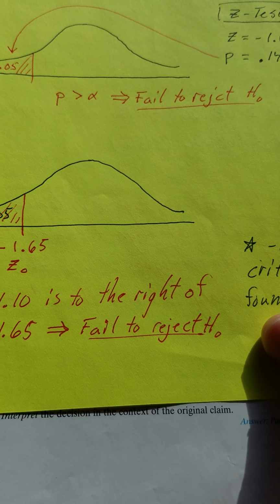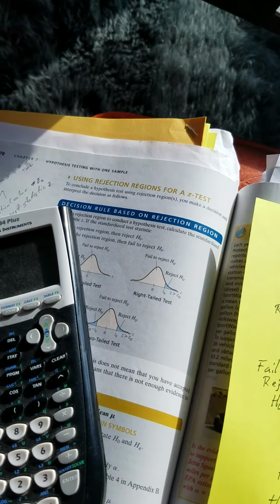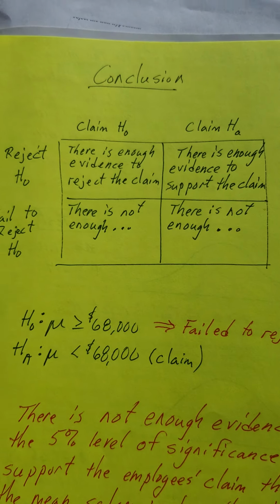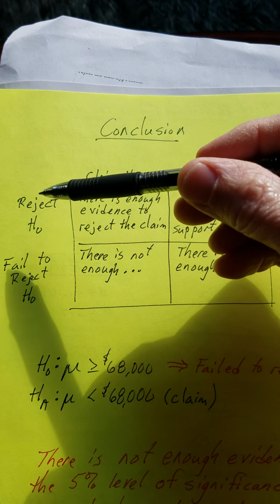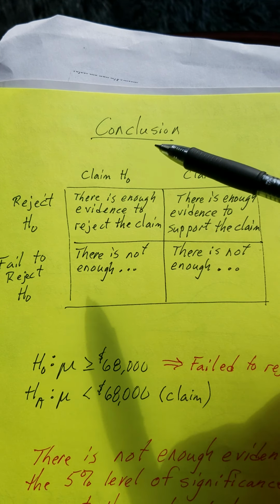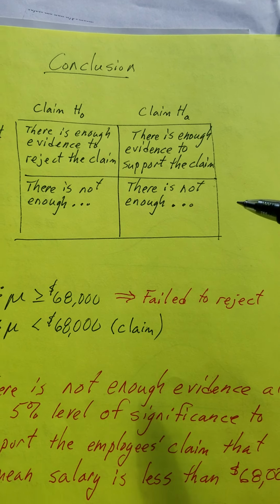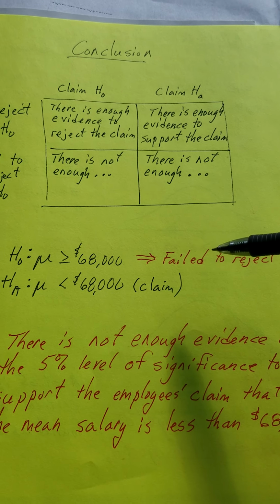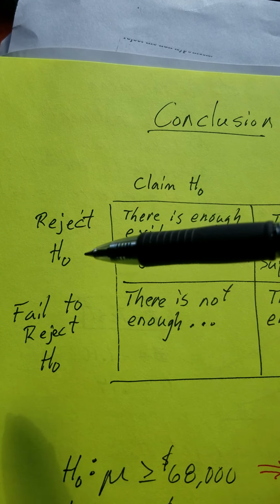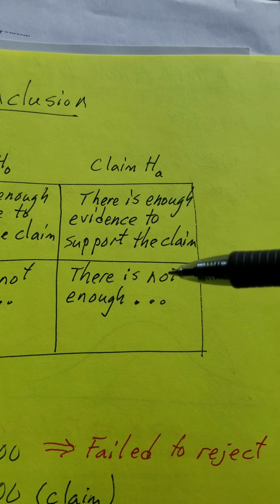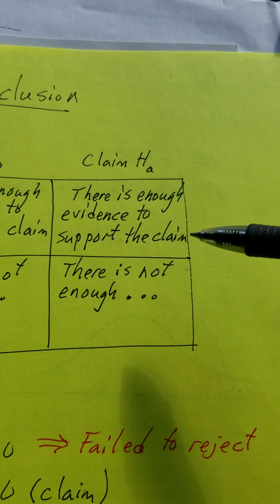Okay, so then, how do we conclude? Well, to conclude, let's look at the back here. This is from 7.1. Remember, the first thing you do is decide whether to reject or fail to reject, and then you have to note which one was my claim. Okay, so here was our setup. We failed to reject. The claim is alternative. So we failed to reject. The claim was alternative. There is not enough evidence to support the claim.